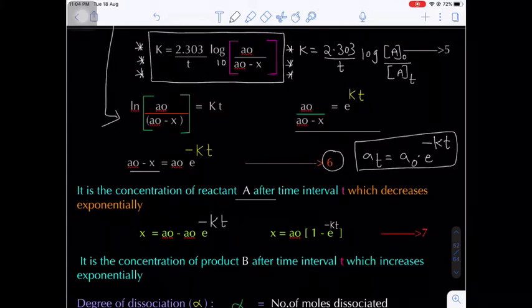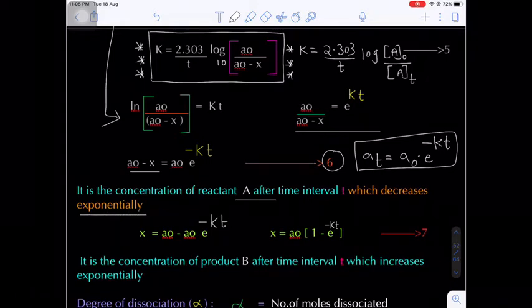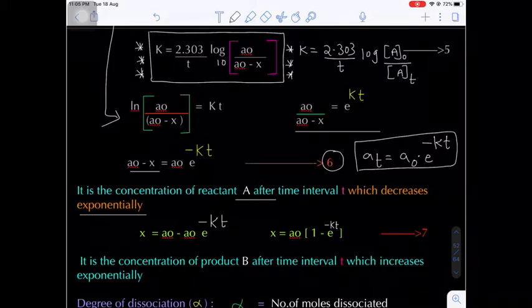As the time increases, e to the power of kt increases and there is a negative sign, so the overall value decreases. That's why the concentration of reactant progressively decreases, but the decrease will be in an exponential manner. This is one of the important characteristics of the first order kinetics.